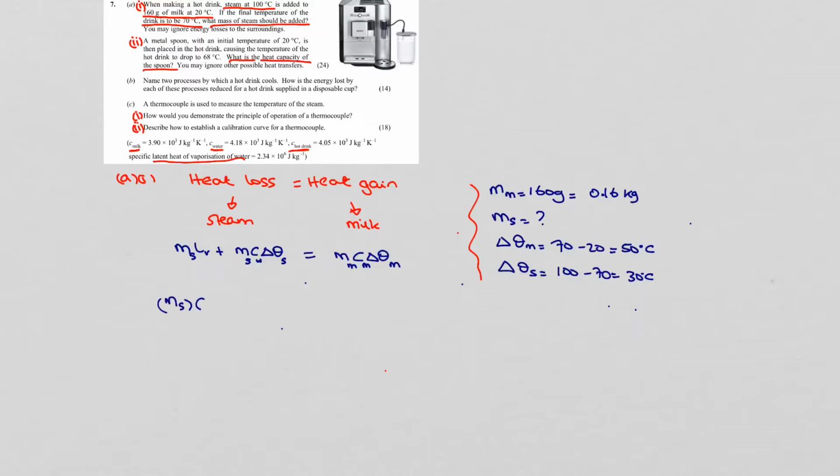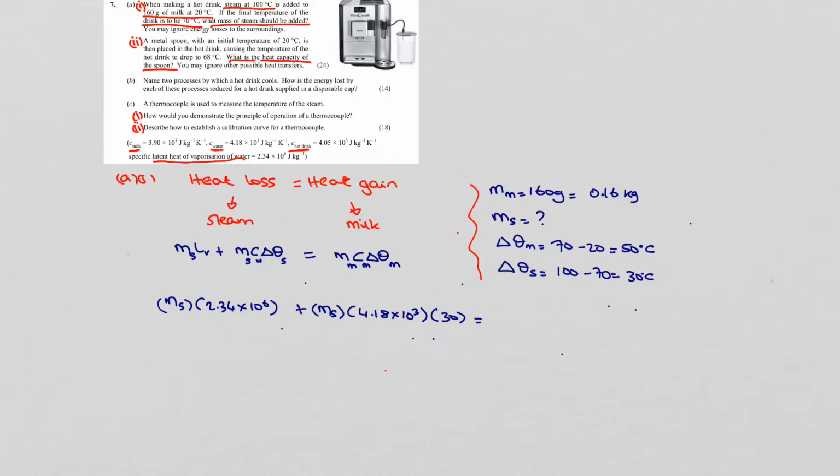times the latent heat of vaporisation. So I can look at my constants here at the bottom of the question. So that's going to be 2.34 by 10 to the power 6 joules per kilogram. Plus mass of the steam. So again, we're trying to find that. Times specific heat capacity of water. So that's 4.18 by 10 to the power of 3. So again, 4,180. By the change in temperature of the steam, which is 30.